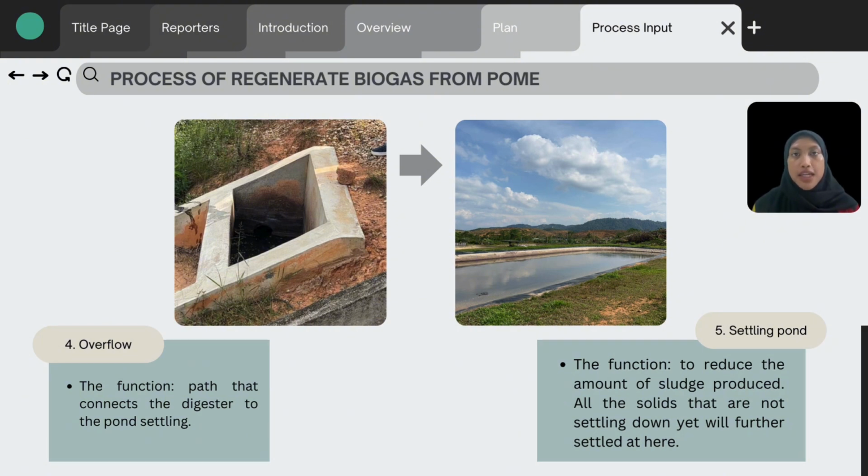The fourth process is the overflow. Overflow is the path that connects the digester to the settling pond. And the last process, before it goes to the discharge process that will be explained by one of my group members, is the settling pond. The function of the settling pond is to reduce the amount of sludge produced, and all the solids that have not yet settled down will further settle at the settling pond.